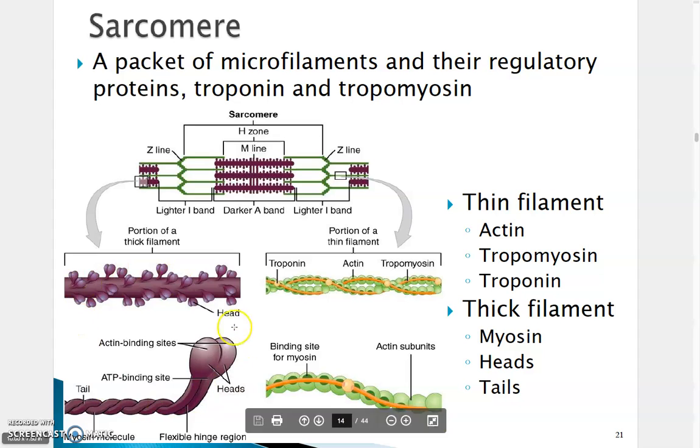So here you can see the thick filament, this purple part. This is what it looks like closer up. These heads coming off, they stick up. Here's a close-up image of one single myosin head.